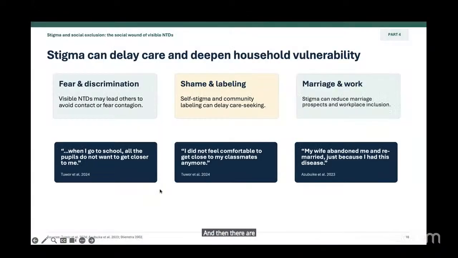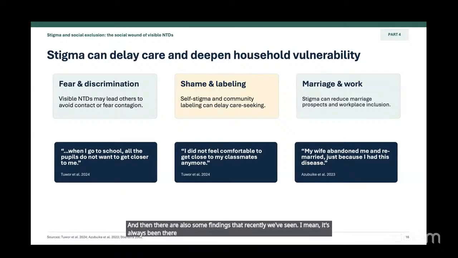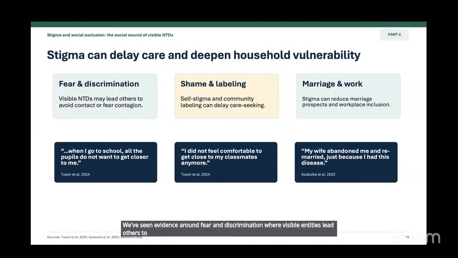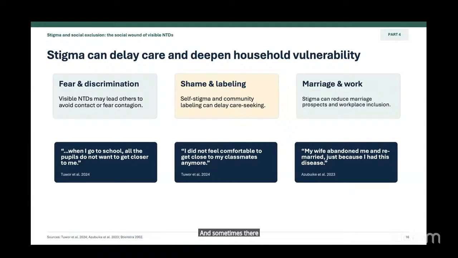And then there are also some findings that recently we've seen. I mean, it's always been there, but recent evidence sort of further highlights the issues around stigma as it relates to NTDs. We've seen evidence around fear and discrimination, where visible NTDs lead others to avoid contact or fear contagion amongst their colleagues or friends. There is evidence on shame and labeling, and sometimes there is evidence on marriage and work.